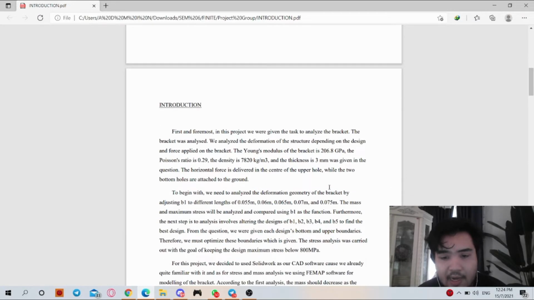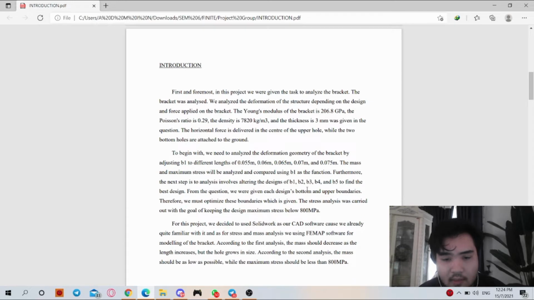To begin with, we analyze the deformation of geometry of the bracket by adjusting the length of the bracket. For the question, we were given each design's bottom and upper boundaries. So, the analysis was carried out with the goal of keeping the design maximum stress below 1800 megapascal. For the project, we decided to use SolidWorks as our CAD software, which we are quite familiar with. According to the first analysis, the mesh should be decreased as the length increases.